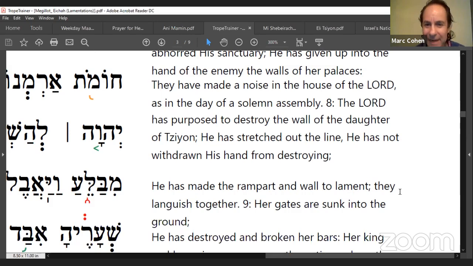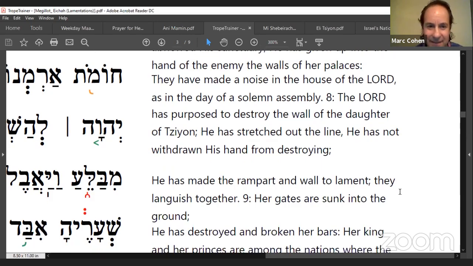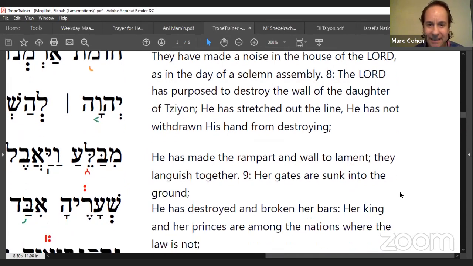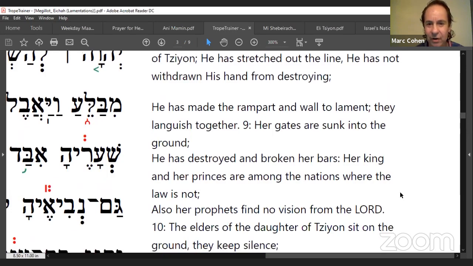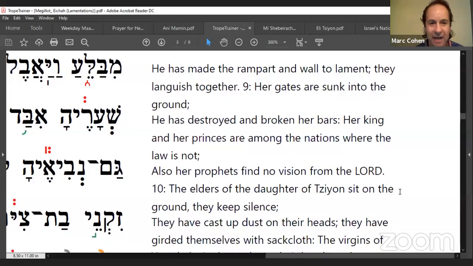He has made the rampart and wall to lament. They languish together. Her gates are sunk into the ground. He has destroyed and broken her bars. Her king and her princes are among the nations where the law is not.